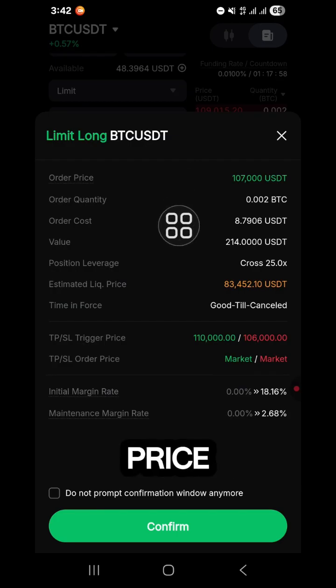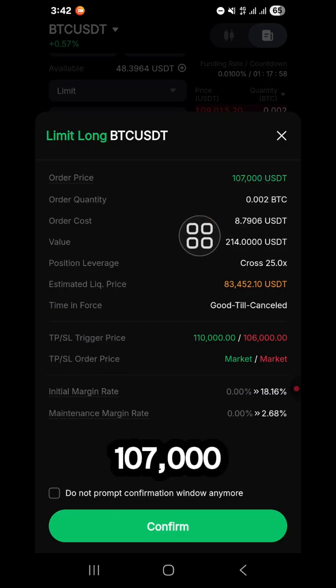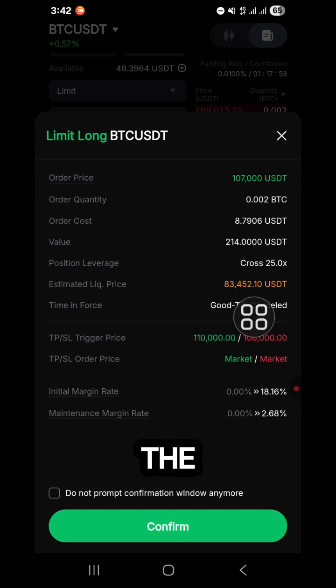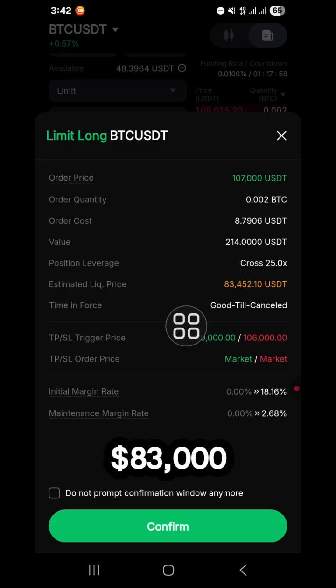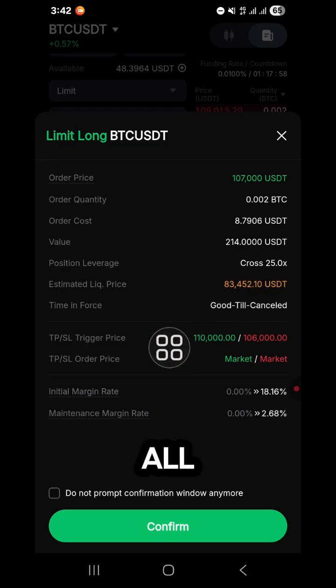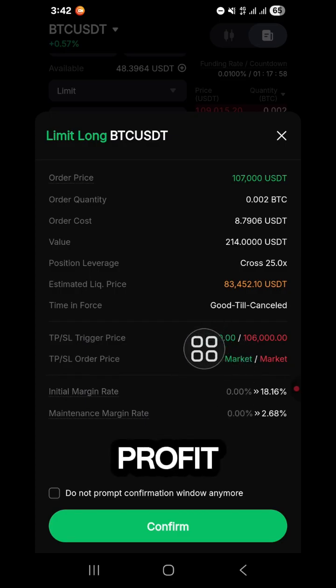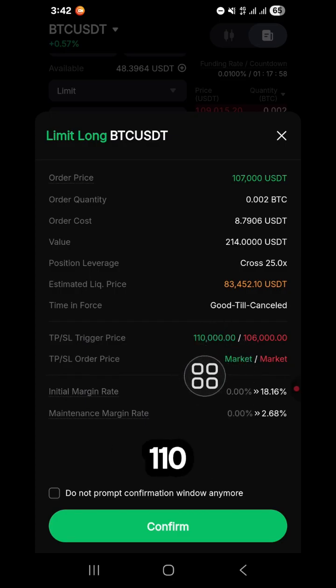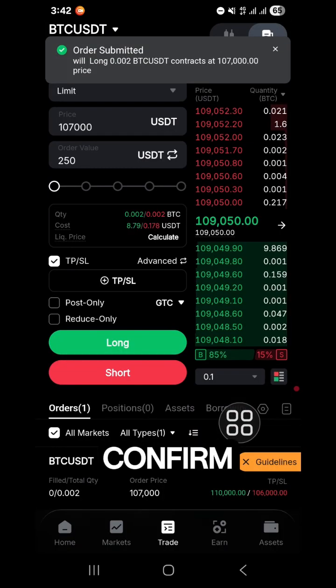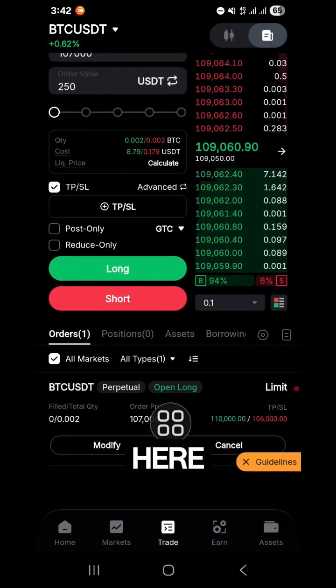My order price, the price that I want to enter the market at, is 107,000. Then the estimated liquidation price, which means that if the BTC price goes down to $83,000, I'm going to lose all the money that I used to enter this particular market, which is 10 USDT. This is my take profit price, which is 110,000, and my stop loss is 106,000. We tap on confirm.